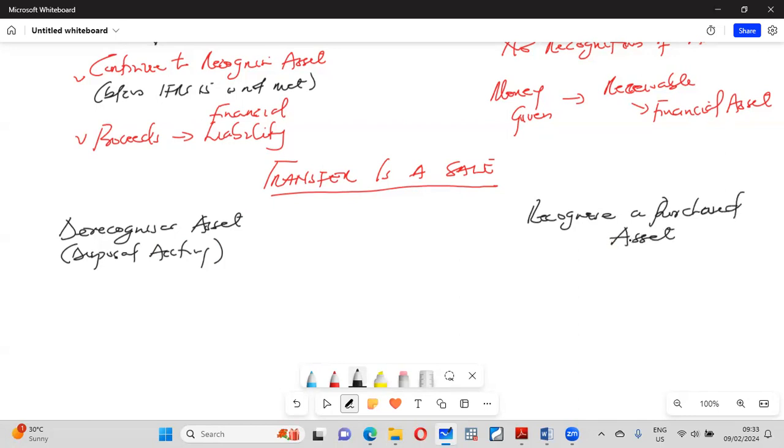What do we mean by de-recognizing something? It means that you remove it from your books. So what do you have to do? You have to debit. Especially the cost, you credit the cost of the asset, or you can combine.